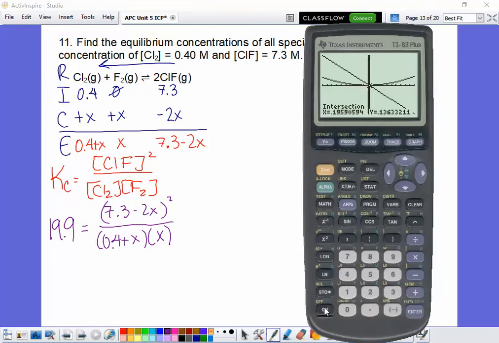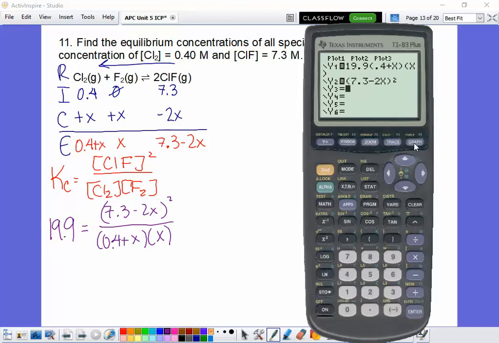All right. So back to my y. Both of these equations no longer apply. Okay. So I'm going to bring this amount over, and I get 19.9 times 0.4 plus x times x. I mean, yes, you could factor some of that, but why waste the time? I feel like it might just be easier to type it, right? And then my top is going to be 7.3 minus 2x squared. Yeah? Okay. Graph.